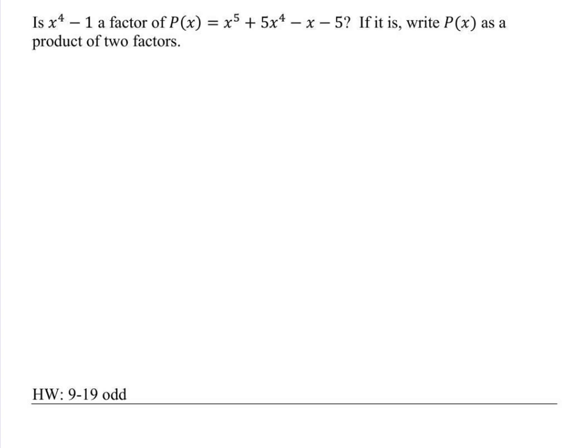One more practice long division problem. Is x to the fourth minus 1 a factor of that polynomial? If it is, write that polynomial as the product of two factors. So remember, if I factor something, I can write the two factors as a multiplication problem, multiply back out, and I get exactly what I started with. So that's what they're kind of trying to get you to realize. What am I supposed to do with this problem?